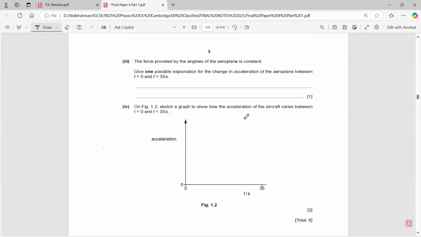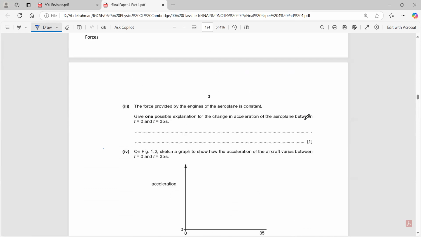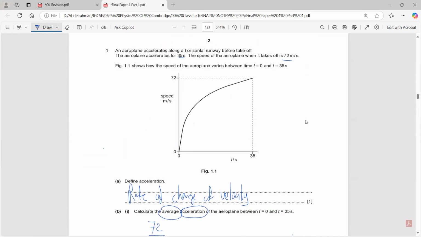The force provided by the engines of the airplane is constant. Khalas, we have a constant force. It's the same force provided. Give one possible explanation for the change in acceleration. But you had a constant force. Why wasn't the plane moving with a constant acceleration? I mean, why didn't we just draw it as a constant slope or a constant acceleration?